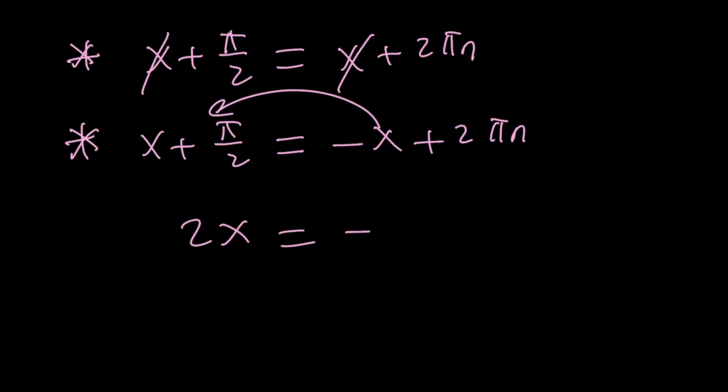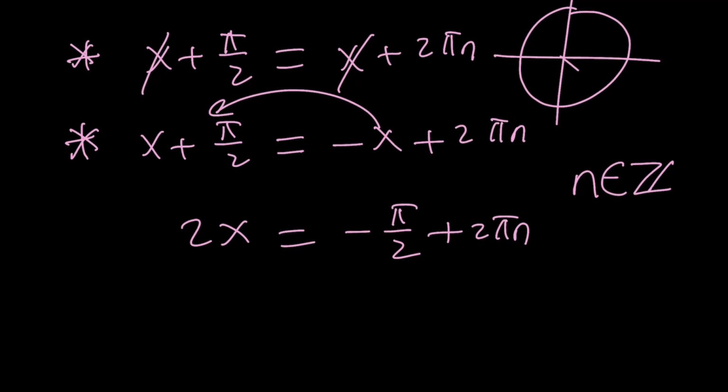Put the pi over 2 on the right-hand side, and that's going to become negative. You still have the 2 pi n. By the way, n is an integer. Okay? Cool. Now, a lot of times people make this typical mistake. Do not divide both sides at this point because you have a negative angle. And be careful because negative pi over 2 is right here, right?